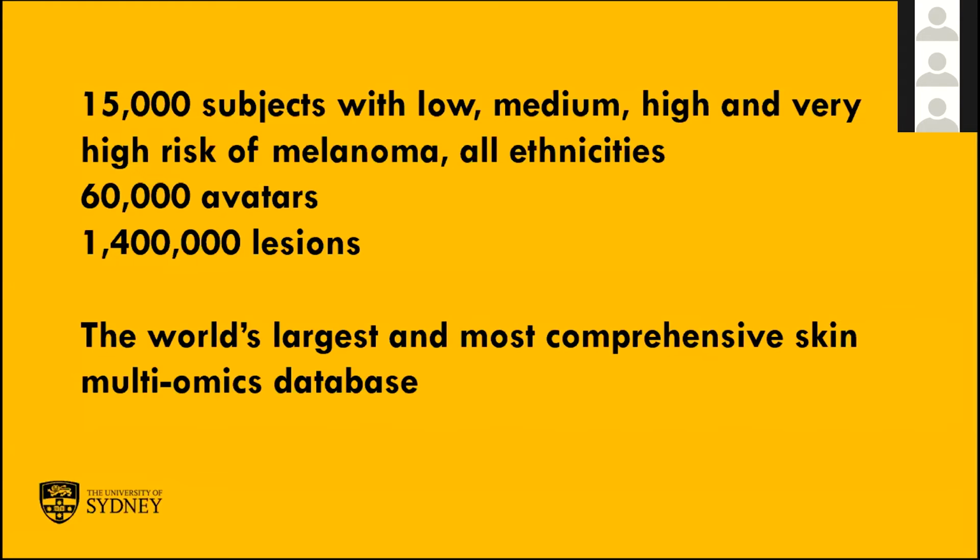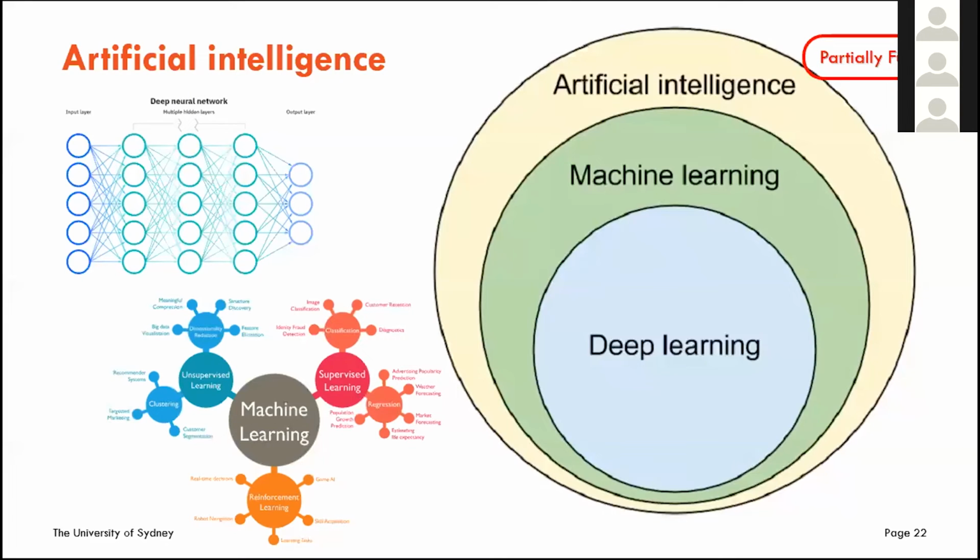We want to collect over 60,000 avatars, more than 1.5 million lesions, although we say 1.4 in the grant, and create the world's unique, largest, and most comprehensive skin multi-omics database. That's ACRF ASMIT. After all this data is collected, of course, we've already got our connection with people with big data and artificial intelligence.